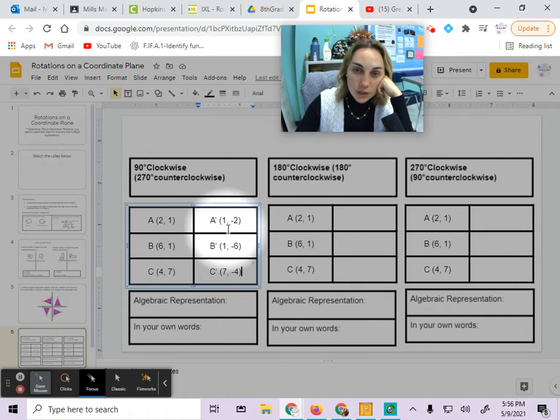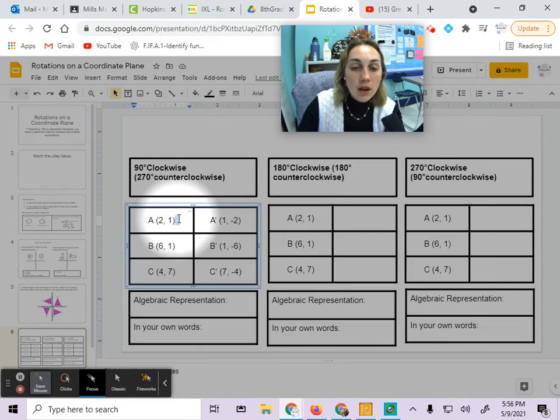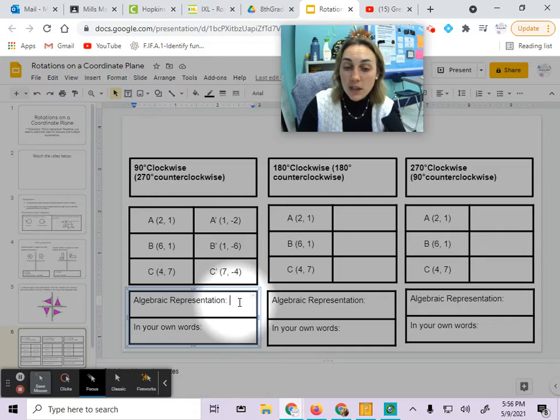All right. So now we need to look at the differences between our pre-image coordinates and our coordinates after we moved it 90 degrees, our image, the new coordinates. So all of them show a pattern. Our X and Y values swapped. And then our second number switched signs. And that happened for all of them. So algebraically, this is what happened.